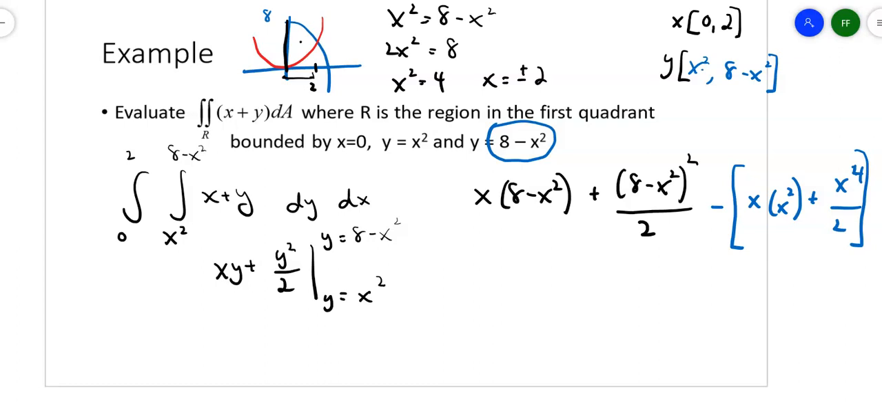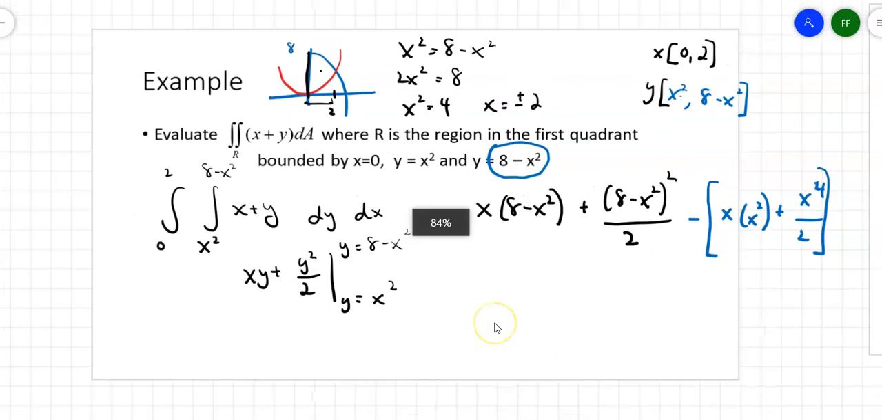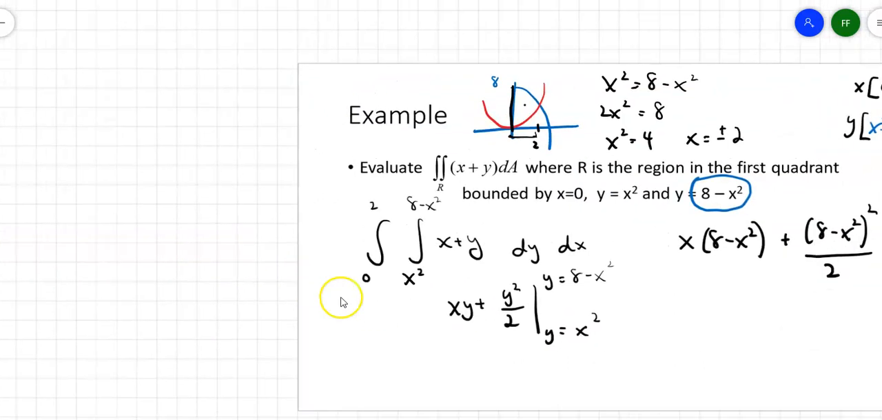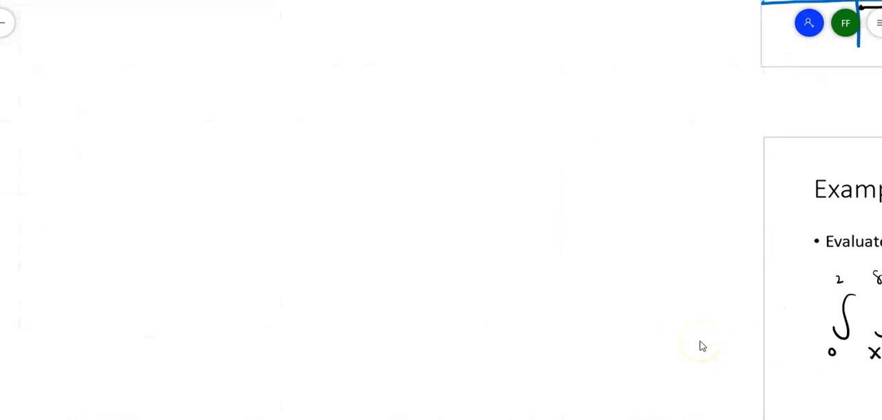I'm going to save you the time of watching me simplify this whole thing, and I'm going to move over and tell you what I got when I expanded it and then simplified it. So expand and then simplify, and I ended up with negative 2x to the third minus 8x squared plus 8x plus 32. Now you integrate that with respect to x from 0 to 2.